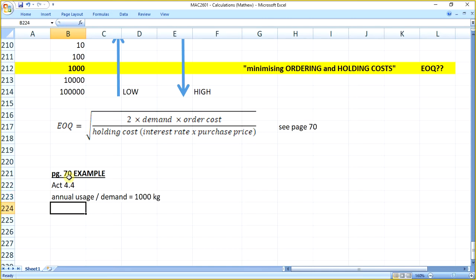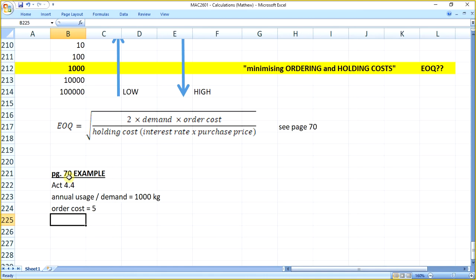So it'll always be there. They should actually always tell you what they consume per year. But remember, if they give it to you per month, then you must multiply by 12. By 12, yeah, of course. Okay. The variable ordering cost is 5 Rand per order.